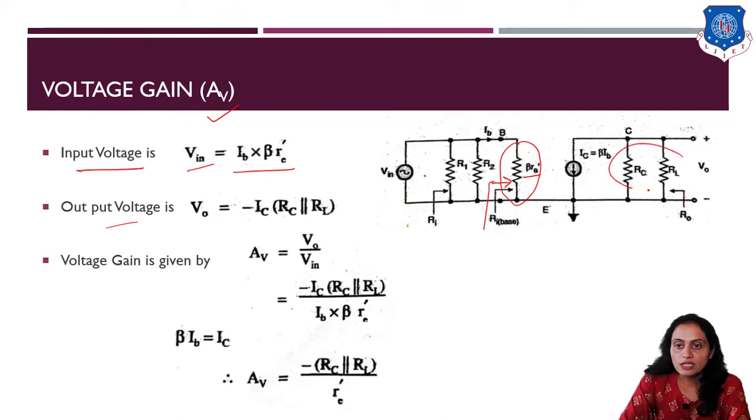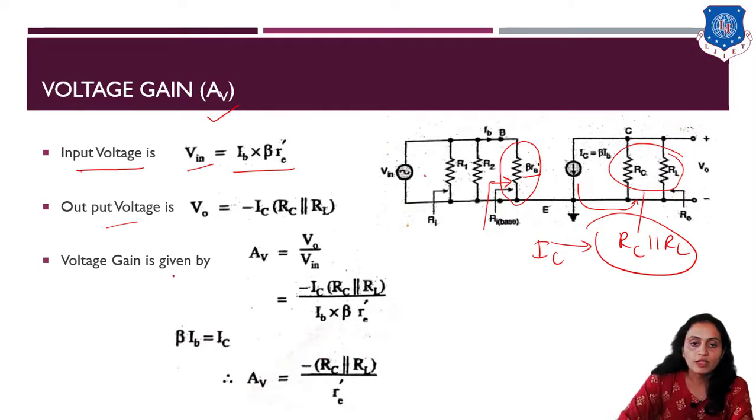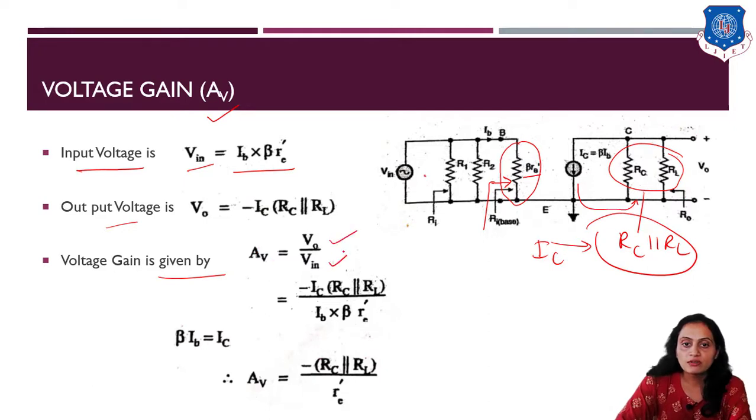And output voltage is the voltage across these two terminals. For that you can see RC and RL are in parallel, and this IC is flowing through both. That's why IC into RC parallel RL. So IC is divided into two parts, flowing through RC and RL both. So we just consider the equivalent resistance, RC parallel RL, and the total current is flowing through this parallel load. So total current flowing is IC, but the direction of the current is from minus to plus, that's why minus is written over here.